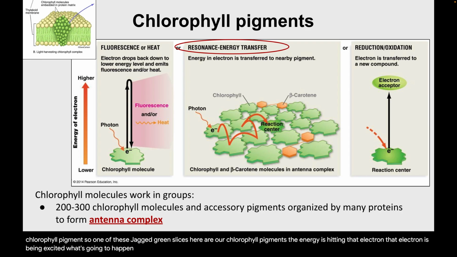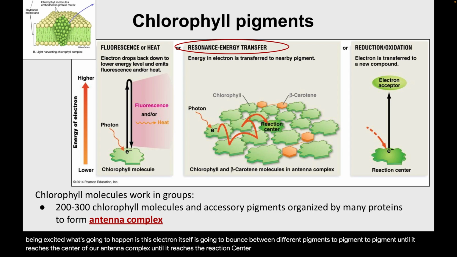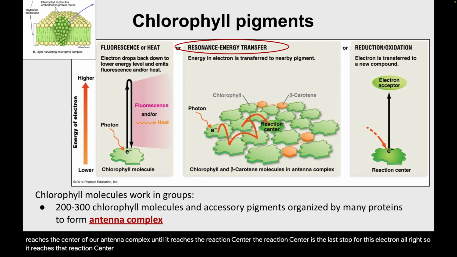What's going to happen is this electron itself is going to bounce between different pigments. So it's going to go from pigment to pigment to pigment until it reaches the center of our antenna complex, until it reaches the reaction center. The reaction center is the last stop for this electron, right? So it reaches that reaction center. That electron is going to be transferred to an electron acceptor. So we have to capture that electron. It's going to go to an electron acceptor.